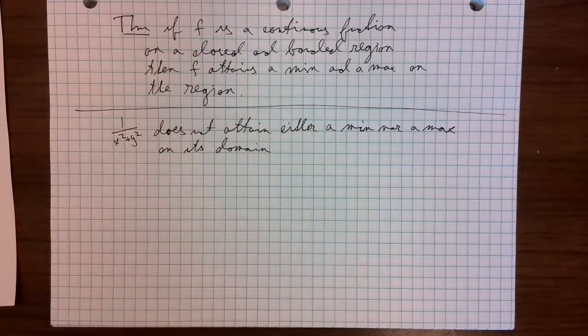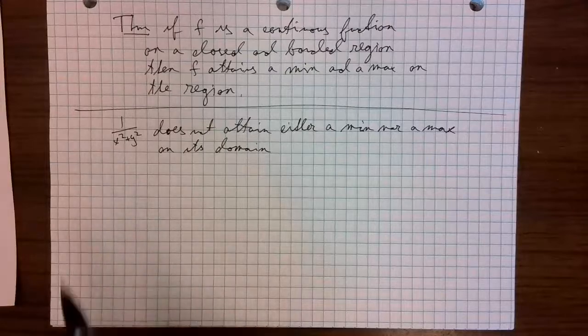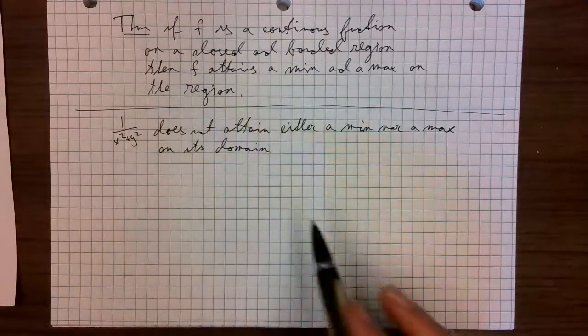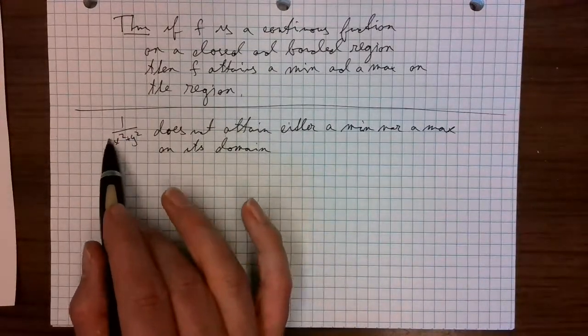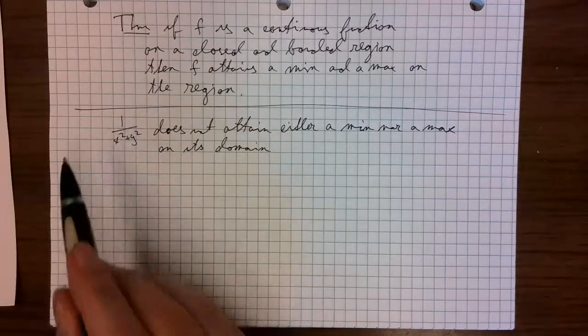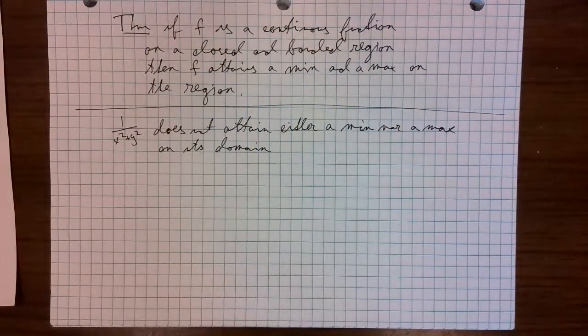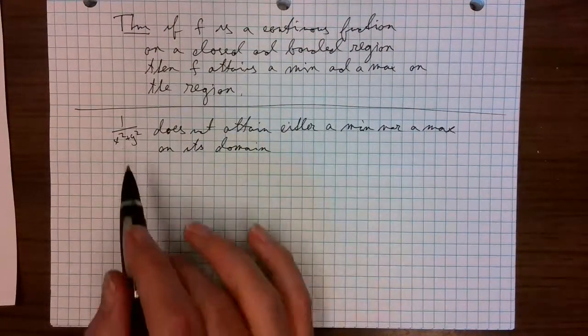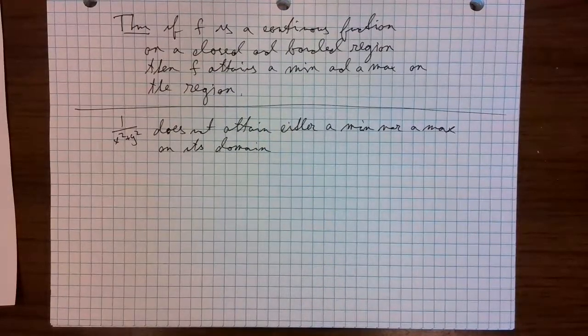It does not attain a minimum because, well, if x and y can go to infinity, then x squared plus y squared is the square of the distance from the origin, and this is 1 over the square of the distance from the origin. So if I go very far away from the origin, then 1 over that is going to be arbitrarily small, but it's never going to be 0, right? So it's almost as if the minimum would be 0, but that's not attained anywhere. There's no one point where this is 0. 1 over something can never be 0.